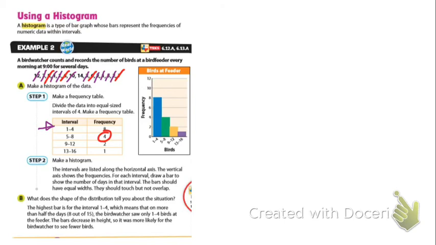Letter B. What does the shape of the distribution tell you about the situation? The highest bar is for the interval of 1 through 4, which means that on more than half the days, 8 out of the 15, the birdwatcher saw only 1 through 4 birds at the feeder. The bars decrease in height, so it was more likely for the birdwatcher to see fewer birds.